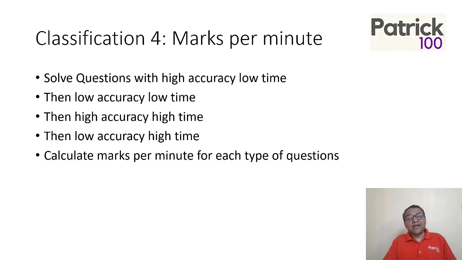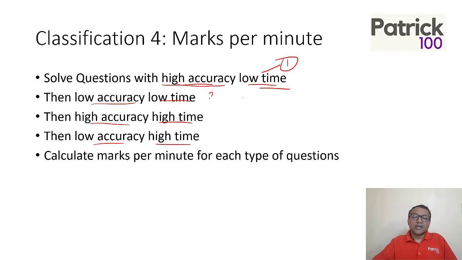Fourth is identifying marks per minute. For every question that you solve, classify them into high accuracy, low time; low accuracy, low time; high accuracy, high time; and low accuracy, high time. So normally you will first solve questions which are high on accuracy but take less time. Second, you will solve low on accuracy but takes less time. Since you can do it in less time, though the accuracy is low, I can still solve more number of questions.